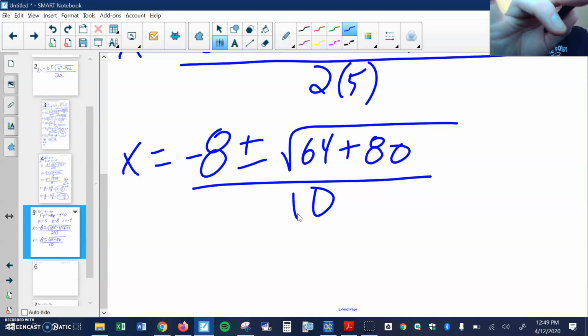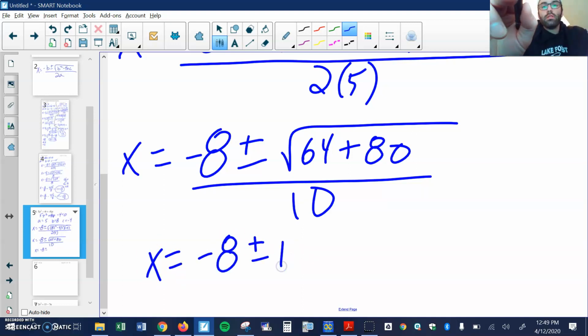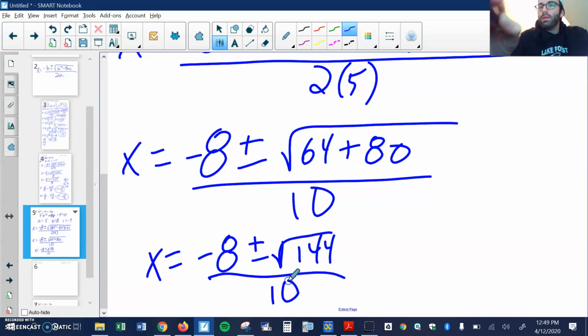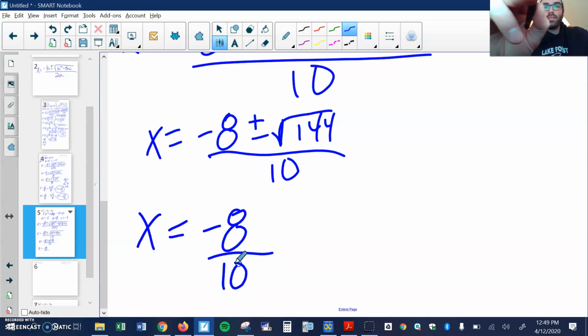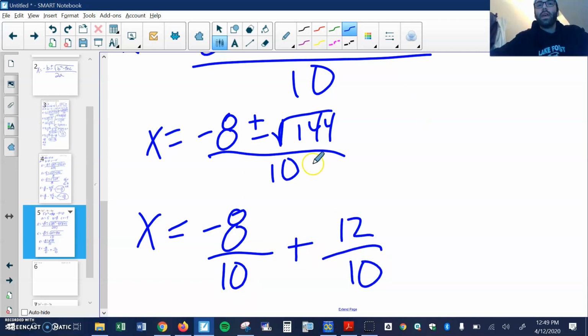This ends up being root 144, which we know what the square root of 144 is, I hope. Maybe. It is 12. Good job. I could hear you guys. So I get negative 8 plus or minus 12 over 10. Okay, I'm splitting it.